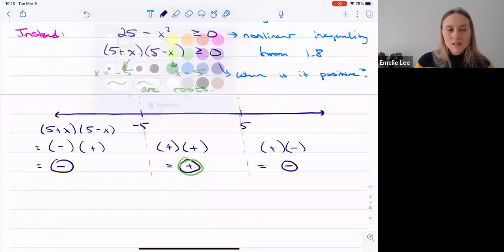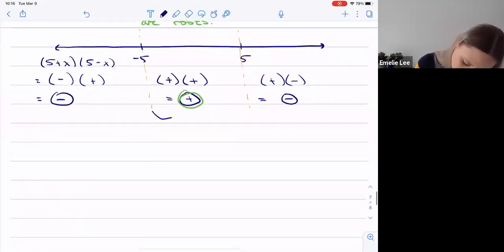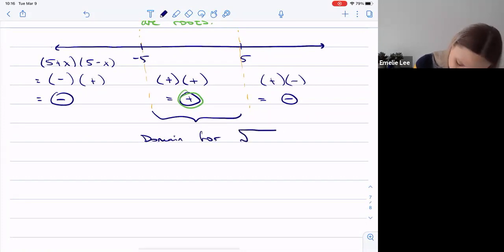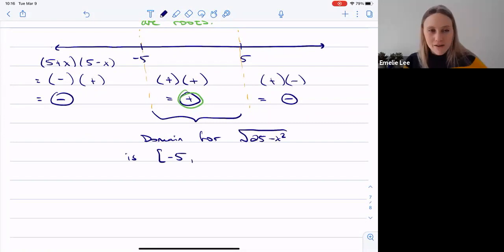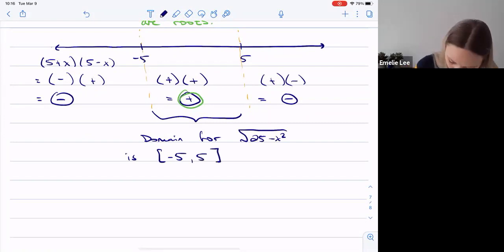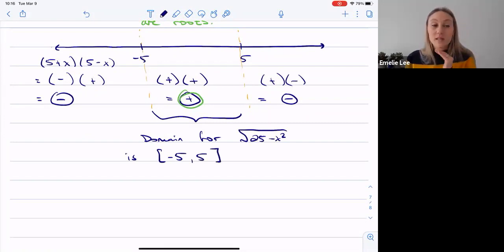So here, the domain for the root of 25 minus x squared is from negative 5 to positive 5, including those endpoints because it's allowed to be 0.